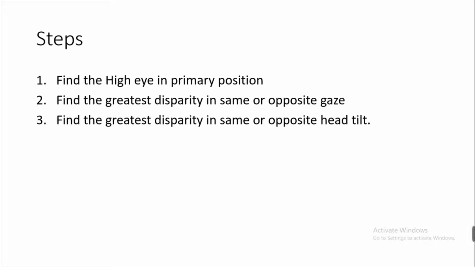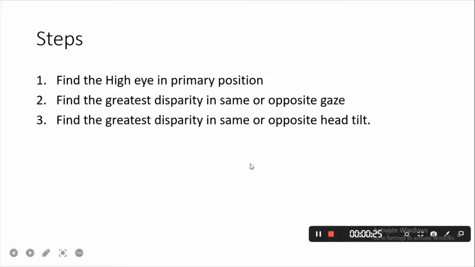So the three steps of this method are: first, to find the eye that is high in the primary position; second, to find the gaze that shows the greatest disparity, either on the same side or on the opposite side; and third, to find out the head tilt, either on the same side or on the opposite side, that shows the greatest disparity of the deviation.